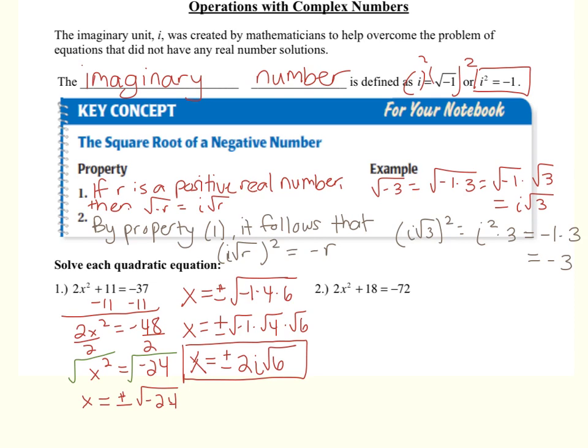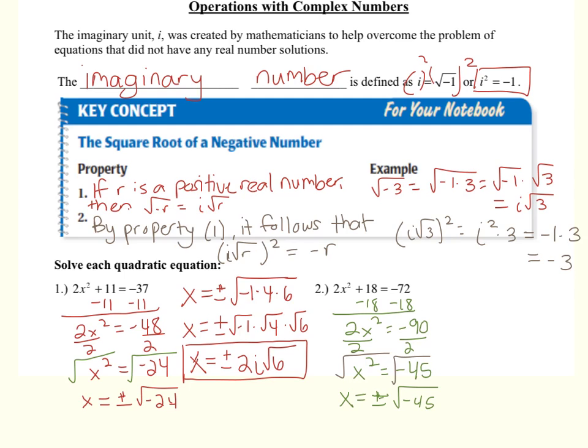Let's try the second one. Same exact steps. Isolate the quadratic term. So take away 18 from both sides, we get negative 90 is equal to 2x squared. Then we need to square root both sides to figure out the value of x. So we'll get x equals plus or minus. Remember, you need that anytime you take a square root when you're solving an equation. The square root of negative 45.